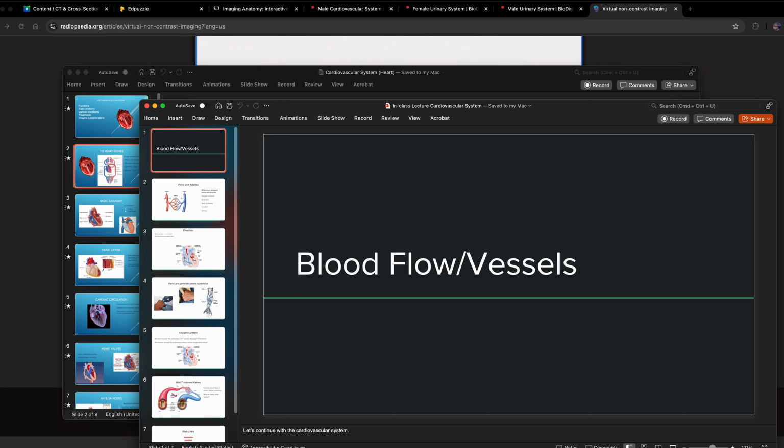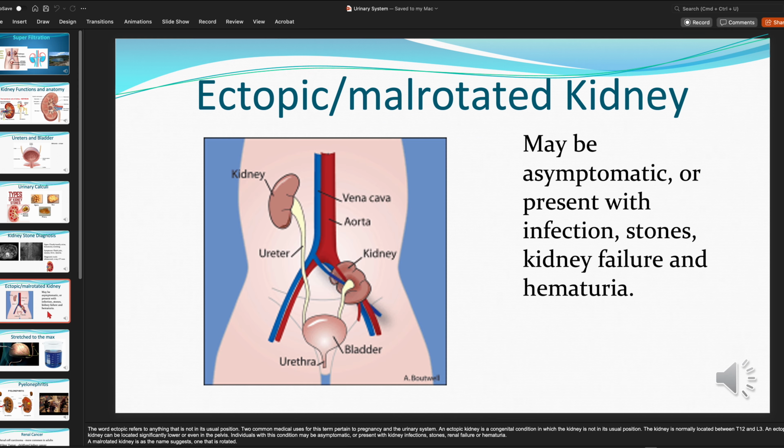Let me bring this back up. Let me continue on to some other stuff. We can have ectopic or malrotated kidney. Ectopic just means something's out of place. You've heard of ectopic pregnancy, no doubt. So ectopic kidney stands to reason. It's a kidney that's not in the right place. It could be a serious problem, right? Or a malrotated kidney implies that it might be in the right place, but it's rotated, or it's not positioned properly.